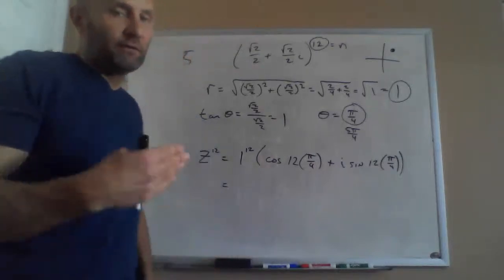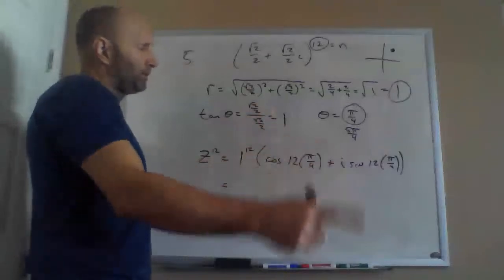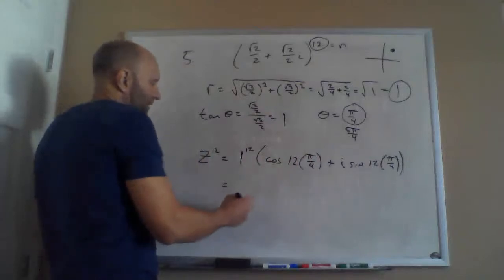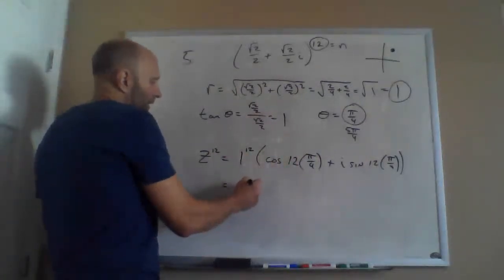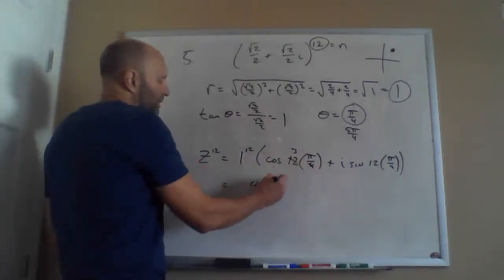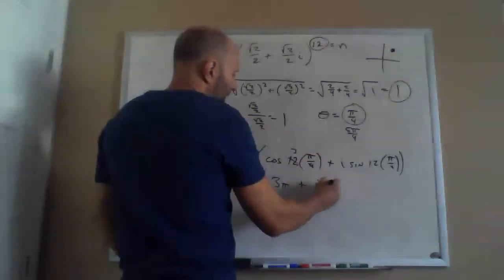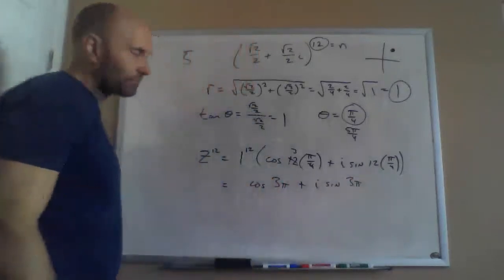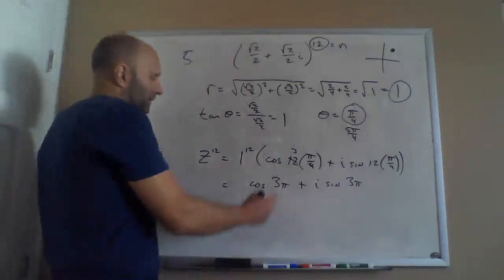So part of it, again, is the formatting. How do they want the answer formatted? They want it in A plus BI form, in complex form. So I need to simplify this thing down. So 1 to the 12th is just 1. So then I get cosine. Well, 12 cancels with 4 and gives me 3. So 3 pi plus I sine of 3 pi. So then I need to simplify this.